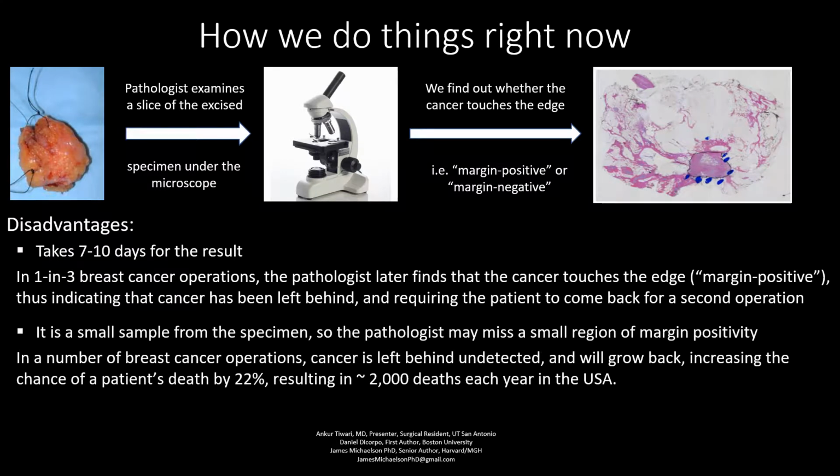Also, it is a small sample from the specimen, so the pathologist may miss a small region of margin positivity. In a number of breast cancer operations, cancer is left behind undetected and will grow back, increasing the chance of a patient's death by 22%, resulting in around 2,000 deaths each year in the USA.